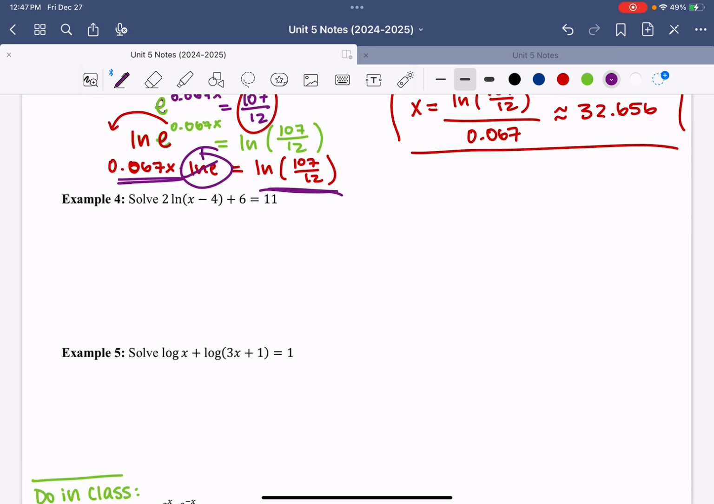Okay, example 4, we'll keep this going. We're solving the natural log of x minus 4, plus 6, is equal to 11. All right, so again, since I'm starting with a logarithm, we probably are going to want to convert this into its exponential form.